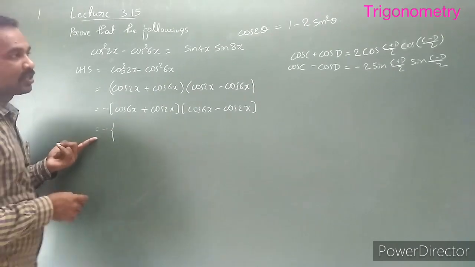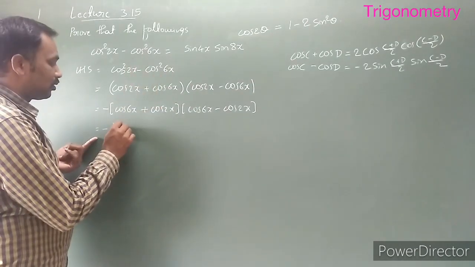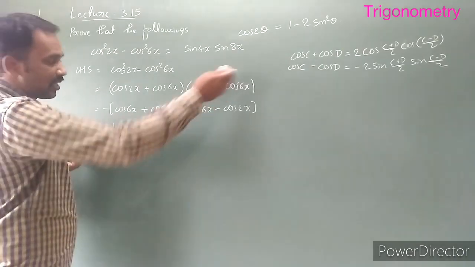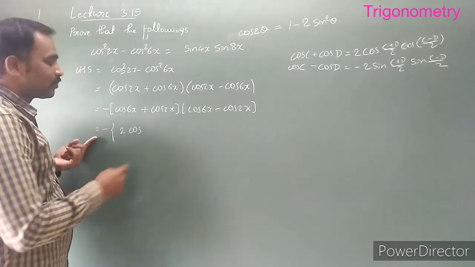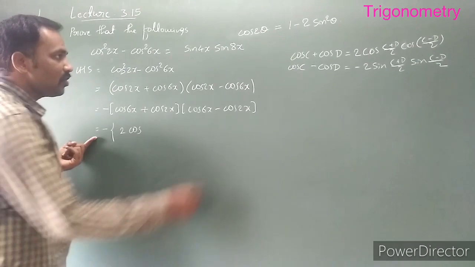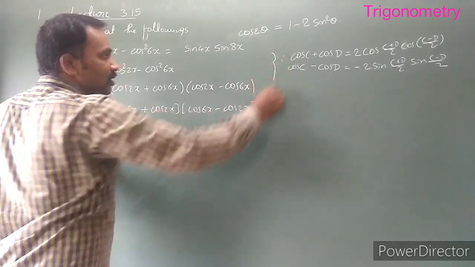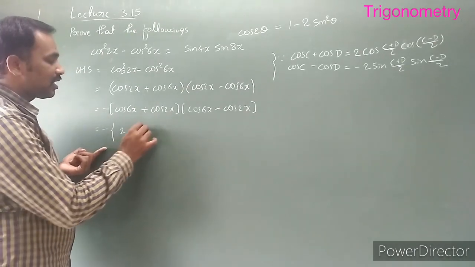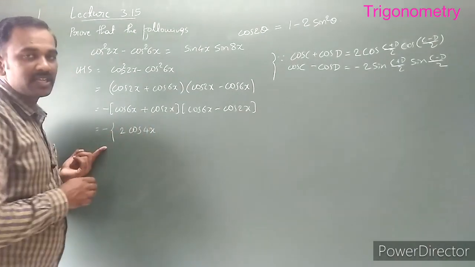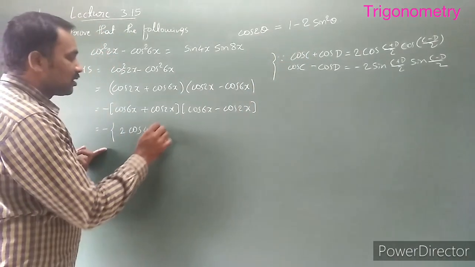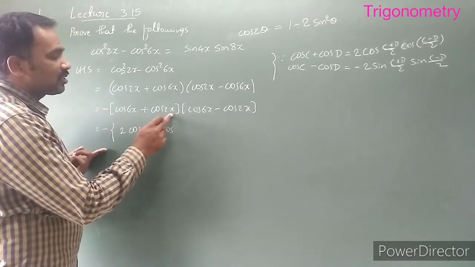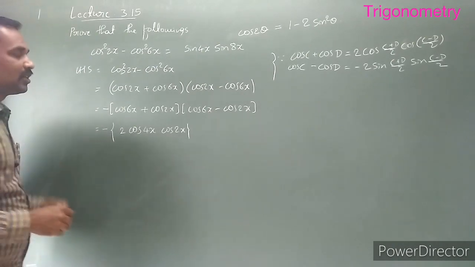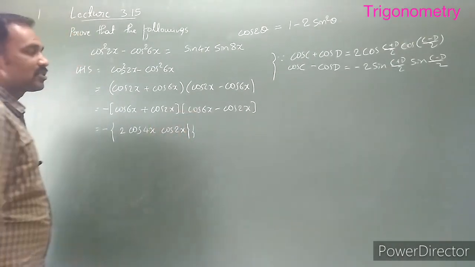Minus is outside. Cos c plus cos d is 2 times cos of (6x plus 2x). Just write the formula in the solution. I have written it at the side. 6x plus 2x, 8x by 2 is 4x. I am just writing directly, into cos of (6x minus 2x), 4x by 2 is 2x. Next bracket, cos c minus cos d.